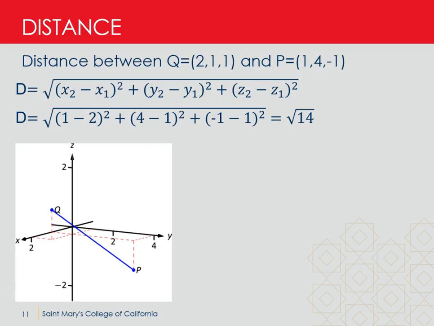So we want to find the distance between those. We take 1 minus 2, the difference in the x values. Keep in mind, because we're going to square it, it doesn't matter if we do 1 minus 2 or 2 minus 1. Then 4 minus 1, and then -1 minus 1. Square each of those, add them together, and take the square root. So the distance between those 2 points is the square root of 14.